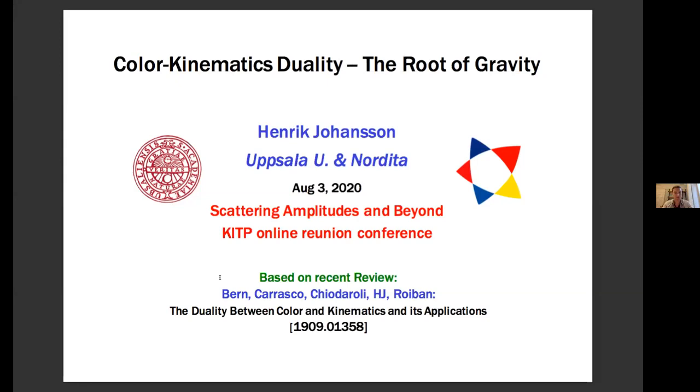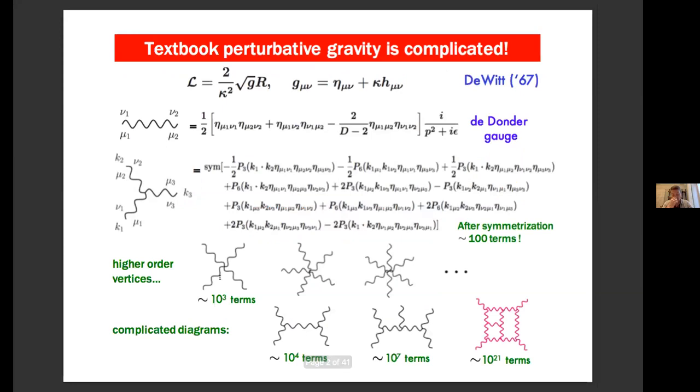All right, so let me start with this motivating slide, which I usually show. This is largely from DeWitt's paper from '67, where he wrote up the Feynman rules for GR. And it's quite disgusting if you get into the details. The propagator is not so bad, but the interaction terms are quite bad. For example, the cubic vertex has on the order of 100 terms, and the higher order vertices have maybe 1,000 terms at 4 point. And this makes calculations very difficult.